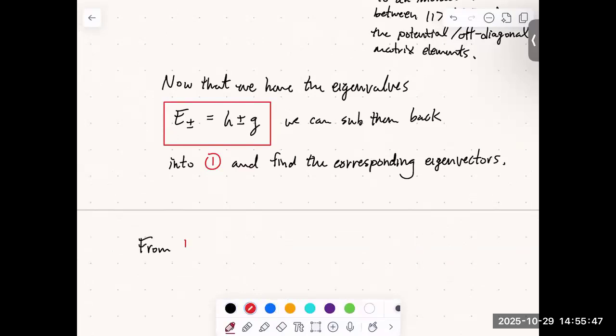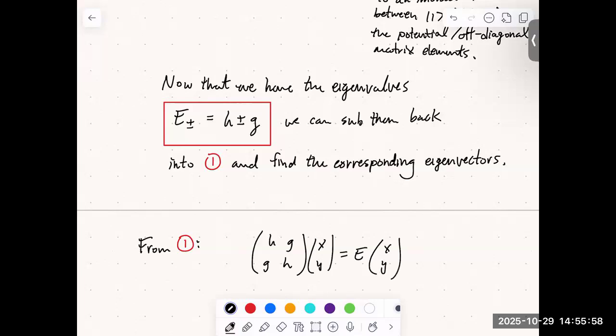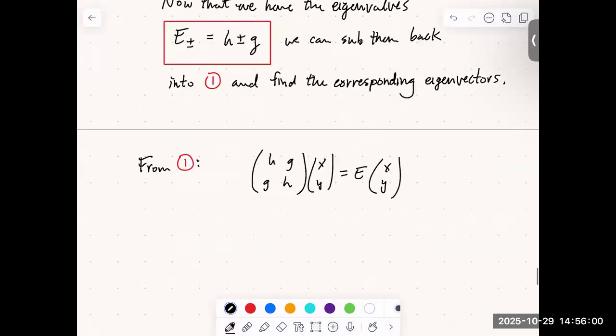Maybe I'll rewrite 1 so we have it in front of us. It was H G, G H, times x y is equal to E times x y. That's our eigenvalue equation. So therefore, I'm just going to do some multiplication. H times x plus g times y is equal to E times x. So hx plus gy is equal to Ex.